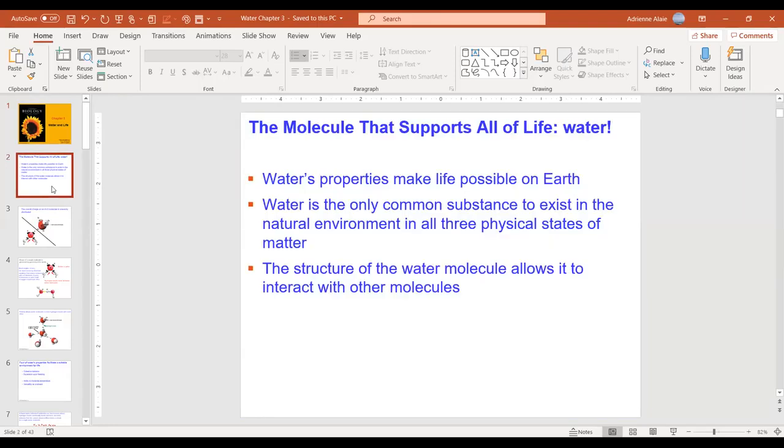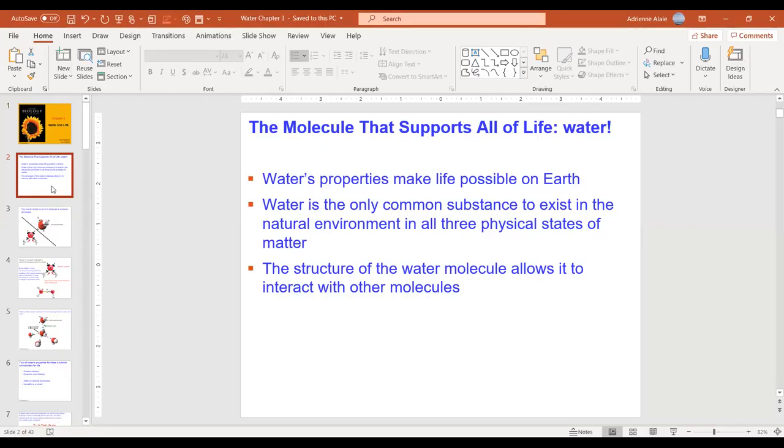So, why devote an entire chapter to water? It's not a long one, but it's its own chapter. And the reason is that the properties of water make life possible on Earth as we know it. If you think about it, water is the only common substance that exists in all three physical states of matter, right? It exists as a liquid, it exists as a solid, and it exists as a gas on planet Earth.